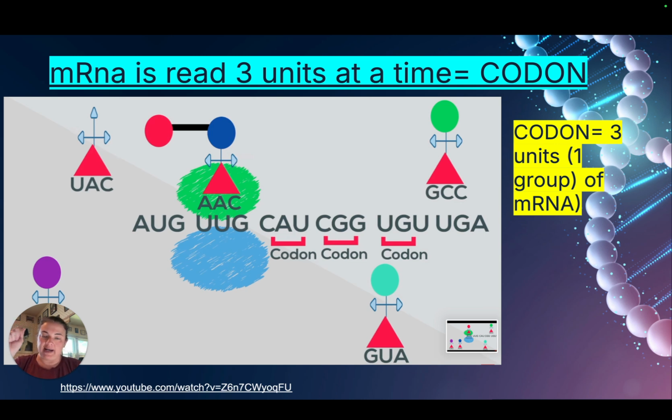So when the mRNA has left the nucleus and has attached to a ribosome, as it's sitting there, the mRNA is going to be read by that part of the ribosome 3 units at a time. On your screen right now, there is a green oval with a red triangle inside that says AAC. That would be 3 units at one time. You can also see on the screen there are 3 places where the word codon is being used. Codon is simply the word for the 3 units that are being read at a time. So on your screen there are 3 codons that are labeled.